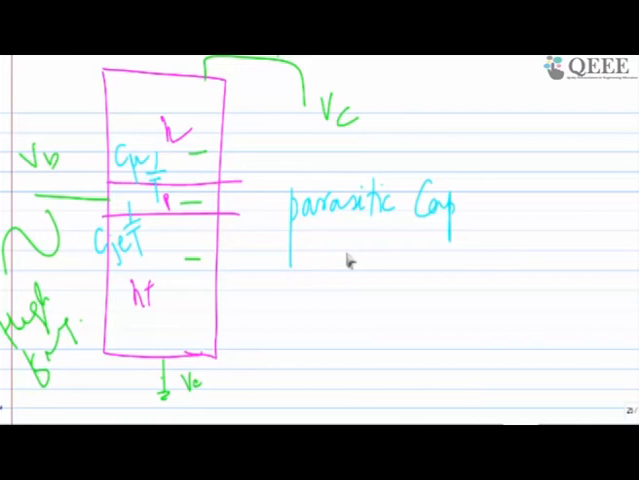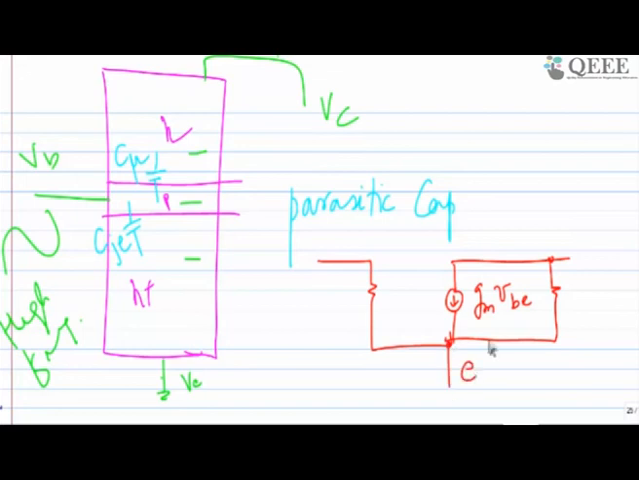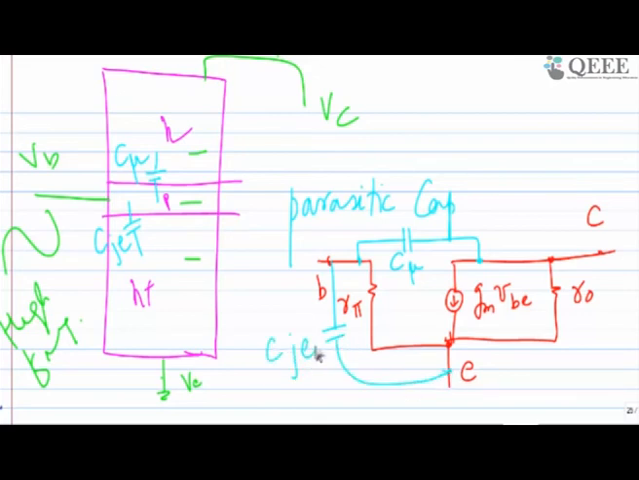So if you remember, our model was like this one. We agree this is base, this is collector, and this is R0, this is R pi. But on top of this, capacitors are also playing a role. So I would say that between base and collector there is one parasitic capacitor which is called C mu, and base to emitter there is one more capacitance which is called junction capacitance.